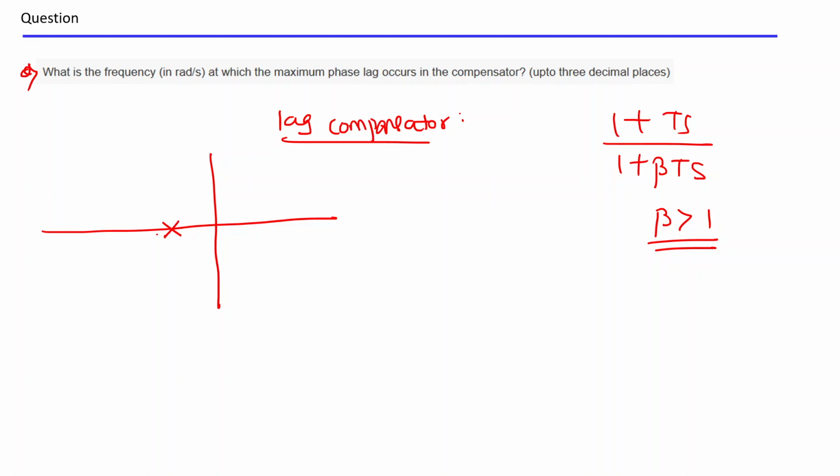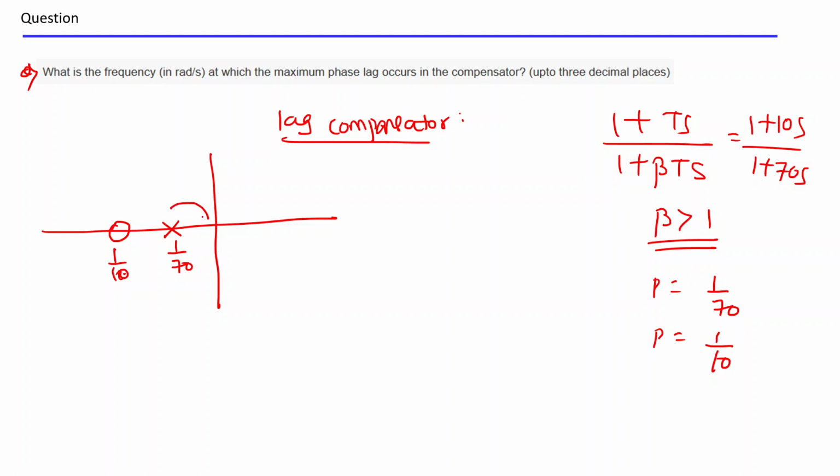If the pole is very close to the origin, then you have a zero. This is the lag compensator transfer function. You can check by yourself. Take any value of T, previously it is 1 plus 10s divided by 1 plus 70s. You can find out which one is closer. So 1 by 70 is one pole, and another is 1 by 10. Which one is closer? 1 by 70 is closer. That's why this pole is 1 by 70 and this zero is 1 by 10. Like that, always in a lag compensator, the pole will be very close to the origin.